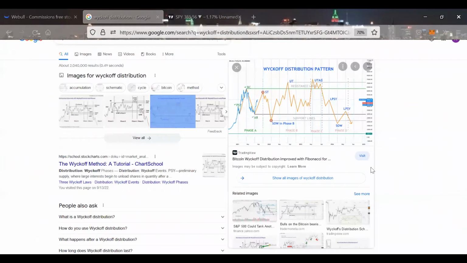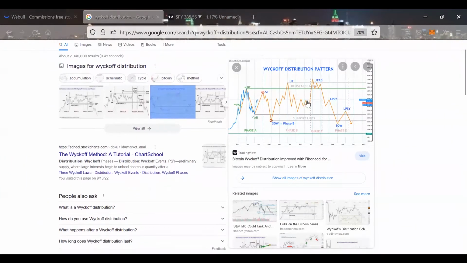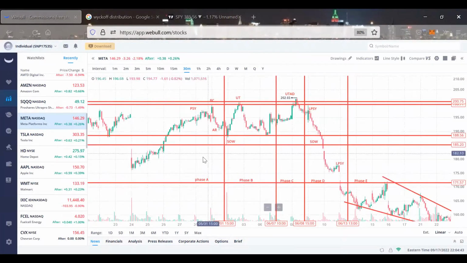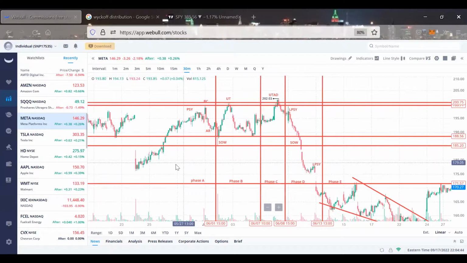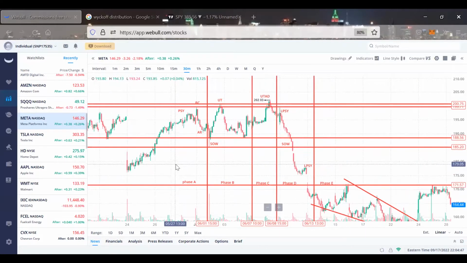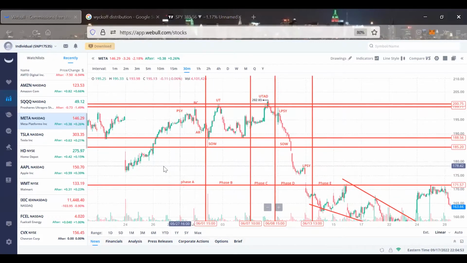As you can see right here, I even went on Google, shout out to Google. I put here the Wyckoff distribution pattern, and I started labeling it myself, so we know what's going to happen here. Everything is simple, but I'm going to show you what I've learned and how to trade these on the lower time frame. So let's get started.